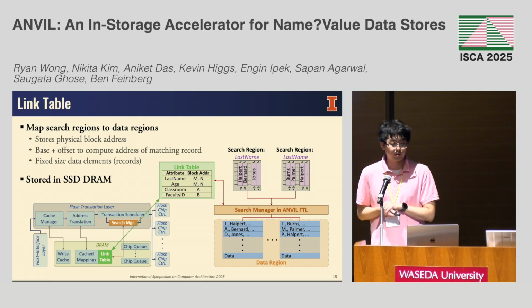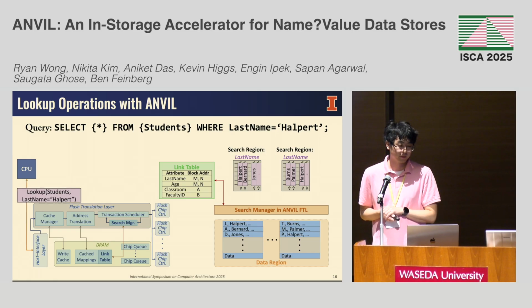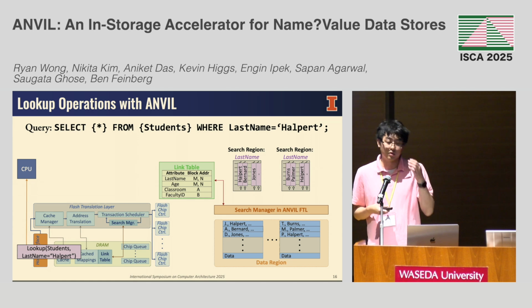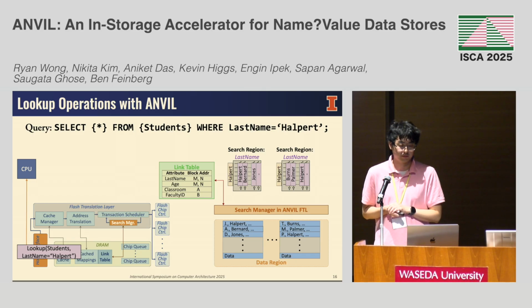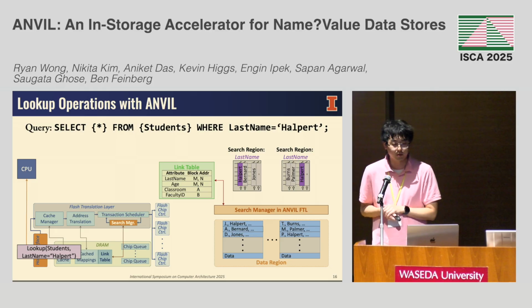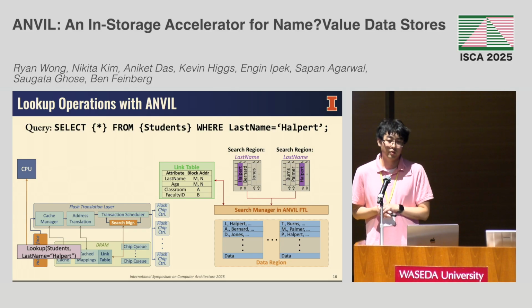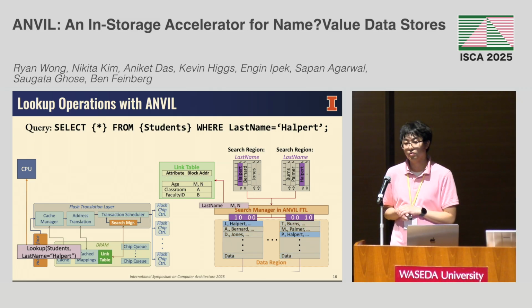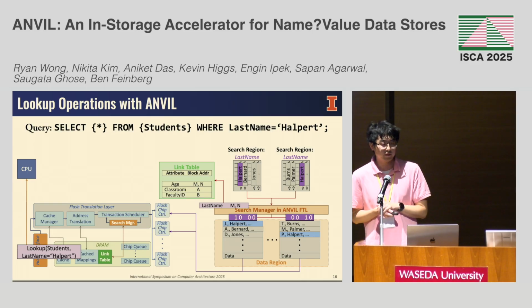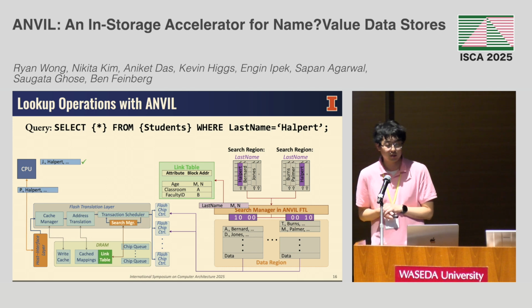Now that I've set up the critical components for ANVIL, let's take a look at how that same query would progress. As before, the host will issue a command, in this case the lookup, which will now be handled by the search manager, who will issue search commands to the search region. The search region will execute that bulk parallel search and return a match vector to the search manager. Using the metadata from the link table, the search manager can then issue read requests to the data region, which will selectively retrieve only the data pages of interest and therefore reduce the data movement overhead.